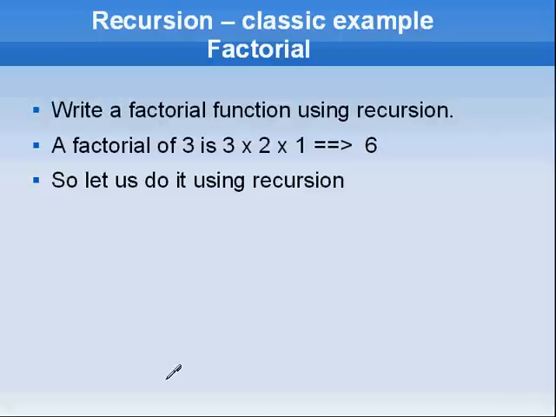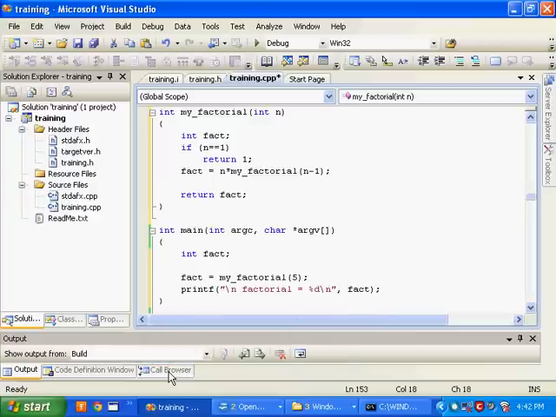Another classical example is calculation of the factorial function. So factorial of 3 is 3 into 2 into 1, that is 6. Let us try to do it using recursion. Now here is the implementation of factorial. It uses the property that factorial 4 is equal to 4 into factorial 3, factorial 3 is equal to 3 into factorial of 2. So factorial n equals n into factorial of n minus 1.